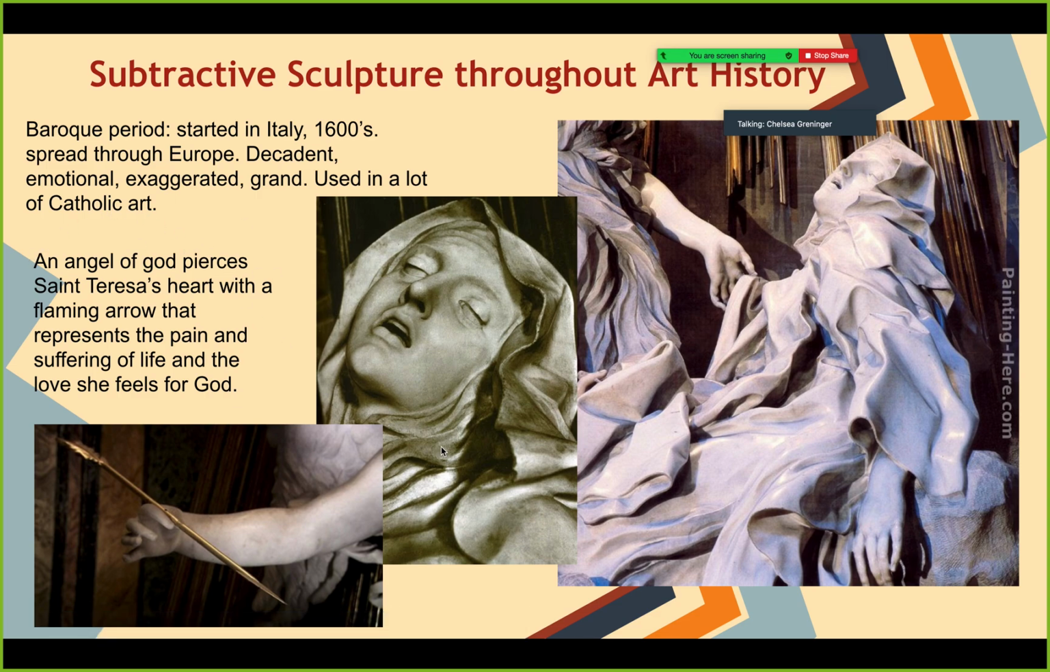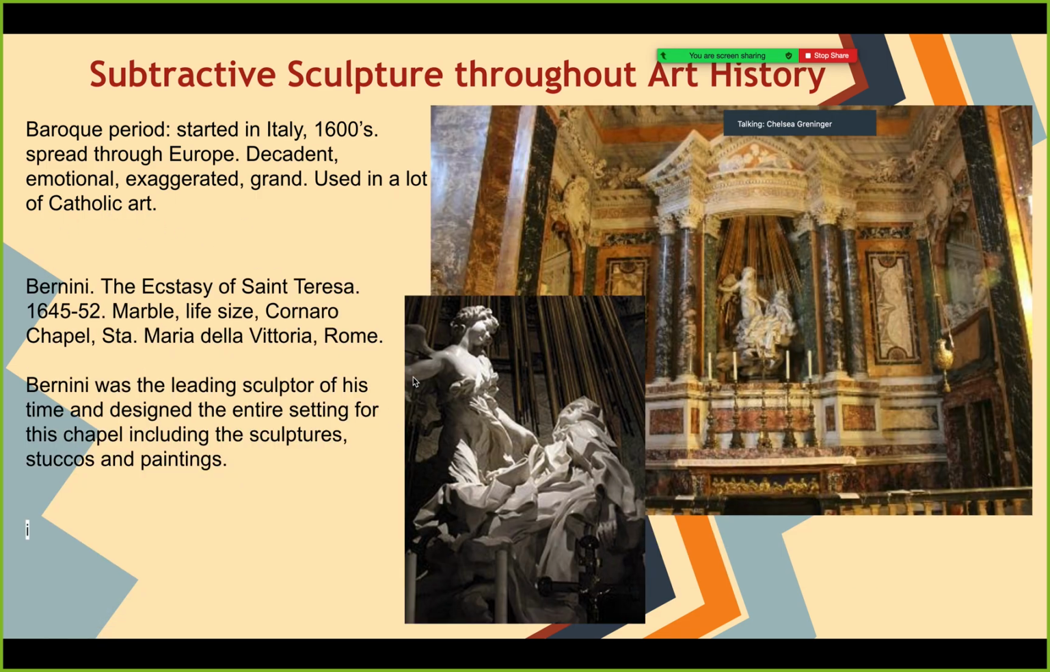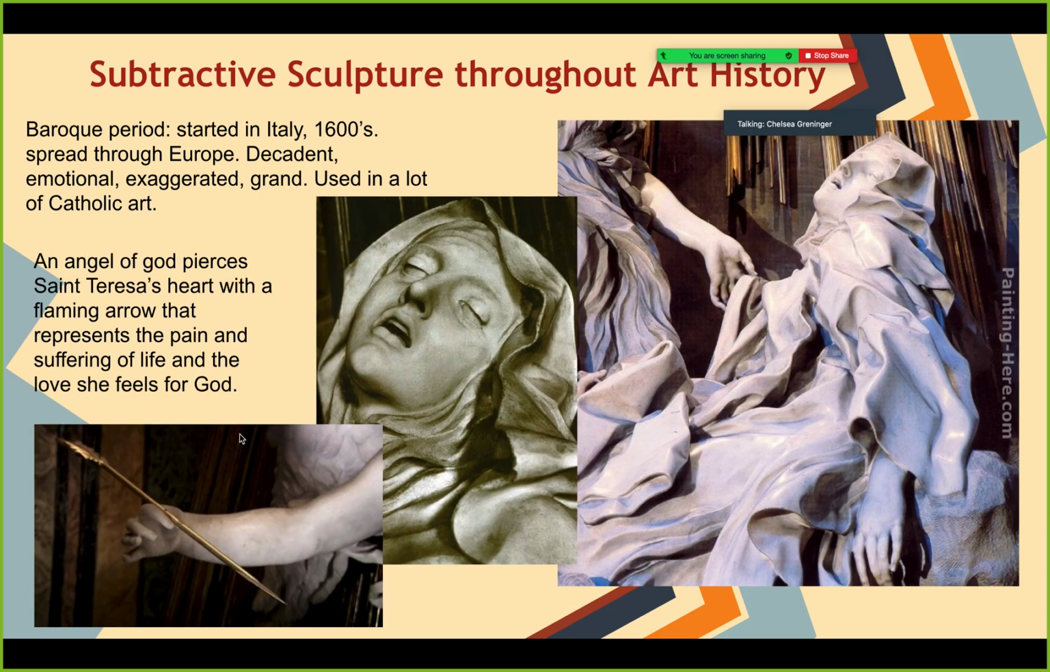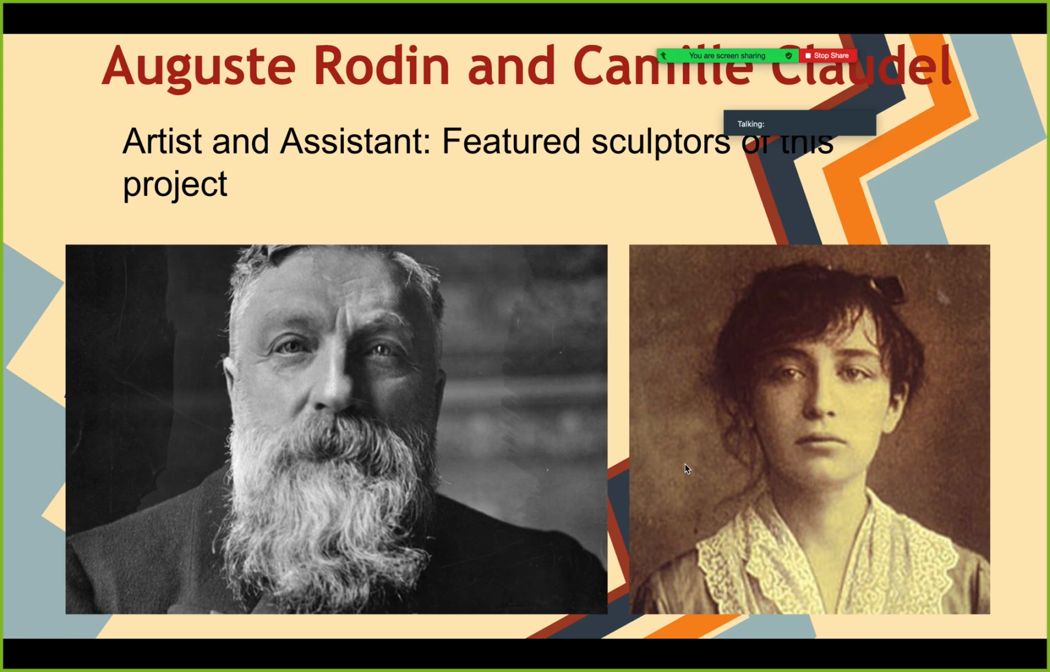And she represents, this woman here, this angel up here that's kind of coming down, she's about to pierce the heart of St. Teresa. And this flaming arrow represents the pain and suffering of life and the love she feels for God. So that is the reason why it's titled The Ecstasy of St. Teresa, because we see this look on her face, and we see all of this beautiful flowing fabric that looks kind of like water.